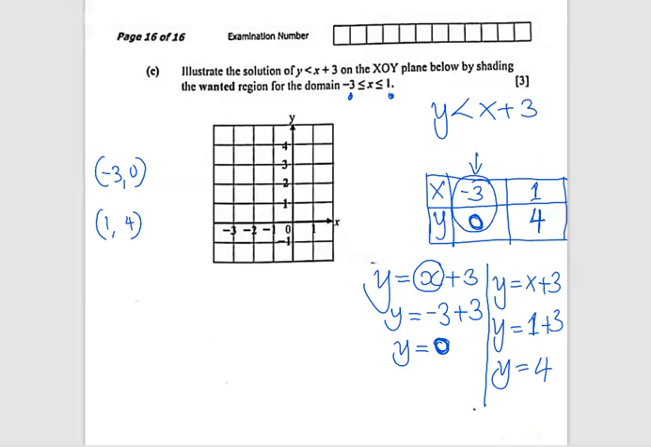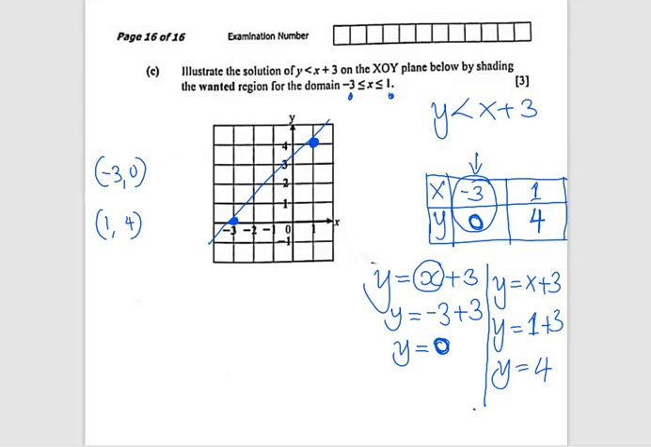The first one is -3, 0, which is going to be this point here. The second one is 1, 4, which is going to be this point here. And then what are we supposed to do now? We're supposed to draw a straight line through these points, and now you go back to the point that we want to consider.